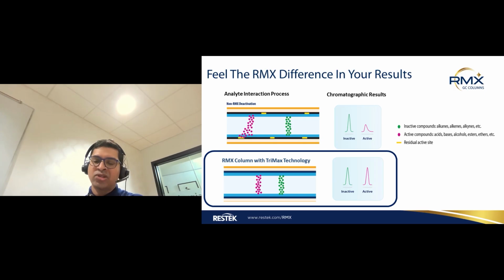As you can see here, the top chromatogram can have some type of bias to the analyte because of the active spots. While with the Trimax technology and RMX, it is a seamless deactivation. It's a three-dimensional array of bonding, cross-linking, and deactivation, which has almost no active spots on the surface. So the column sees actives and inactives in a very similar way. So it's very unbiased to acids, bases, and neutrals. You see sharper peaks for all these, especially at lower level. This is of greater benefit.